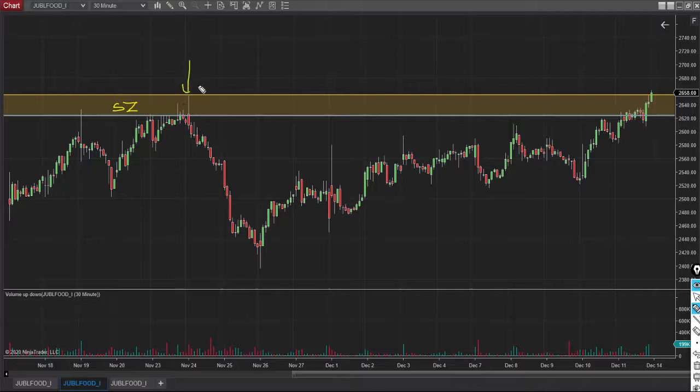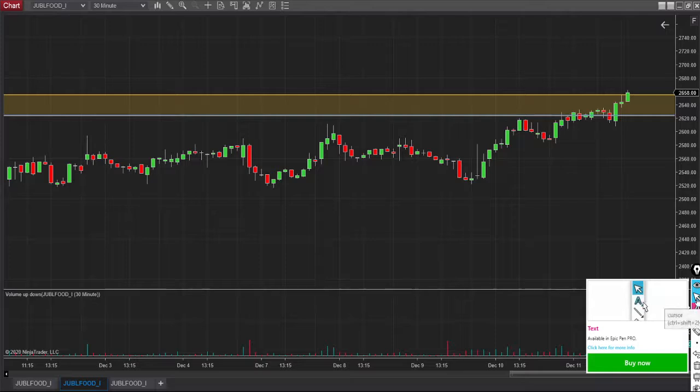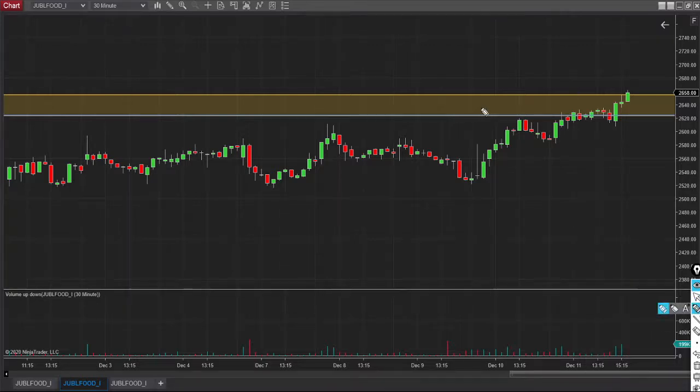Post this rejection, price is now testing on December 11th. Let me zoom into this chart, sorry. Yes, this is the supply zone. Price has tested it, and it is in a sideways mode. Why sideways? From lower levels buyers are coming in, and from the higher level of this supply zone sellers are coming in.